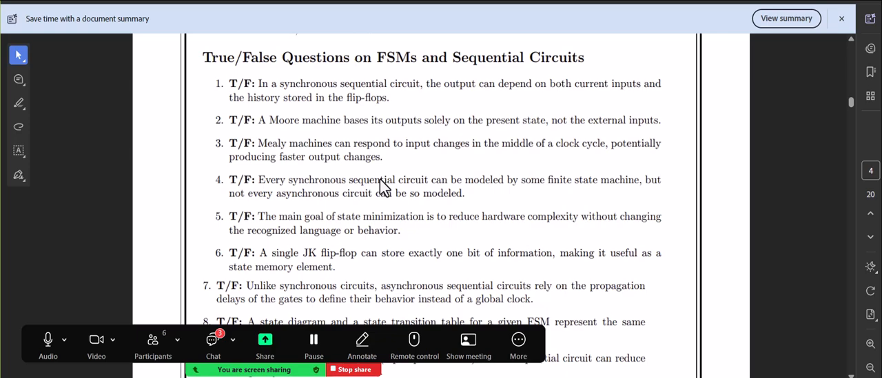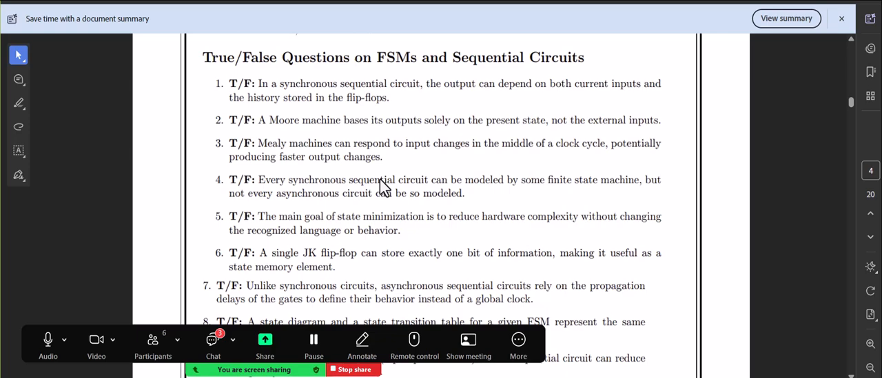Wait, so number 3 is true because you can have a negative edge trigger? Number 3 is true because the output depends on the input, which does not depend on the clock cycle. So with the Mealy machine, you can flip a switch and that can make the output change, but that's not necessarily on the clock cycle. Okay, that makes sense. I was always thinking that stuff had to happen at a positive or negative edge of the clock.